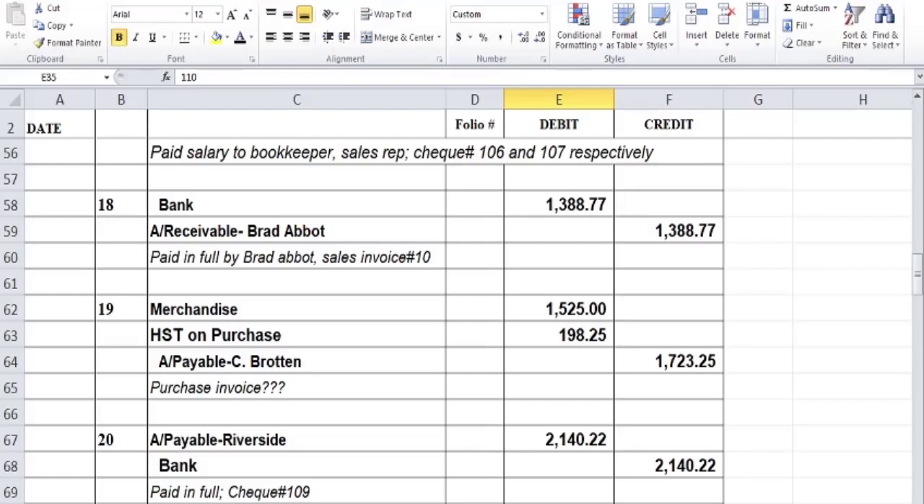So October 19th, bought merchandise from C. Broughton and Co. for 1,525 plus HST of 198.25 on credit. So this means we are debiting merchandise and debiting HST on purchase. So 1,525 plus 198.25. Then we're crediting accounts payable for C. Broughton. So that would be 1,723.25.